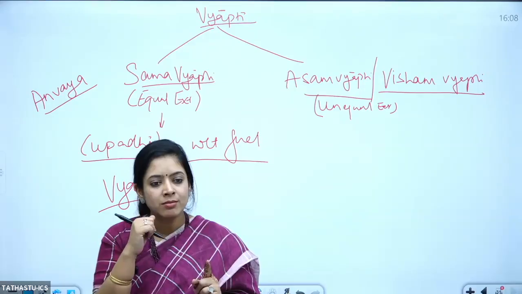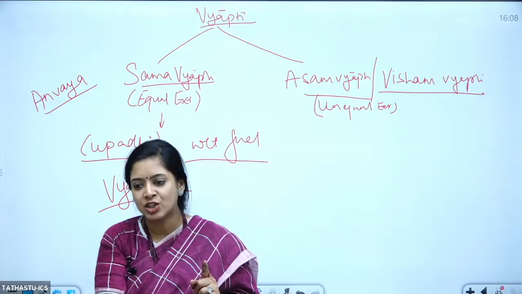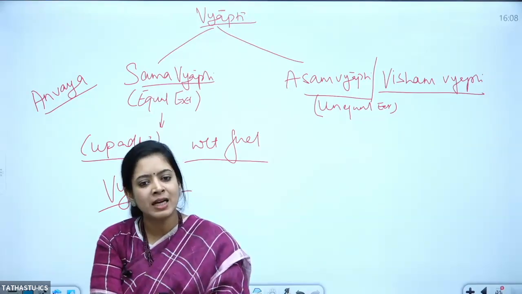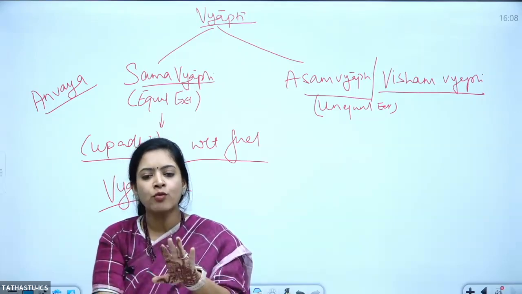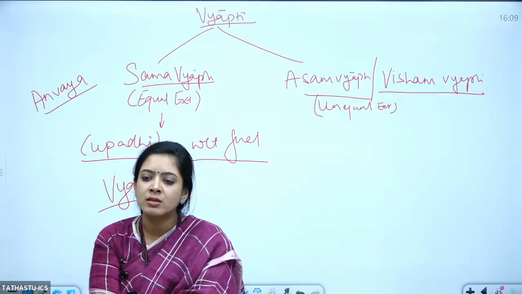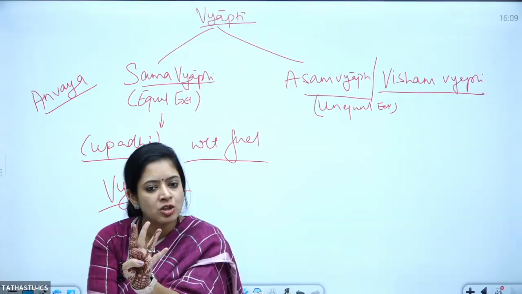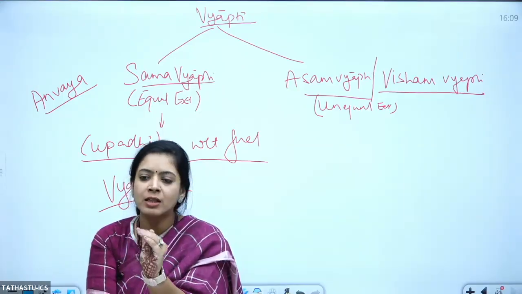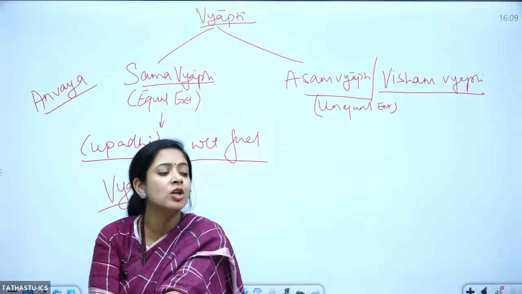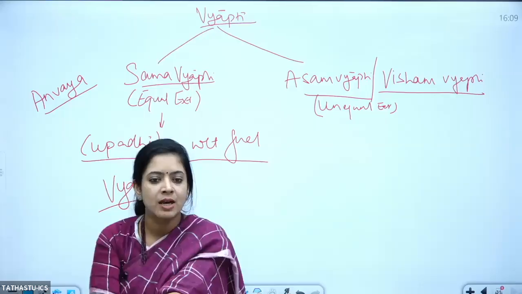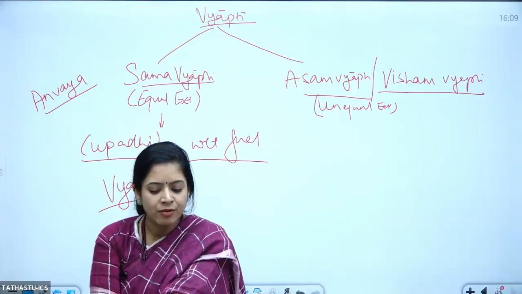And fourth, upadhi niras. There should not be any conditions. We all know, if there is a condition, it cannot be vyapti. Now, these four were also accepted by Vedantins. But the additional two were given by Nyayas, which were not accepted by Vedantins. Fifth one is तर्क.